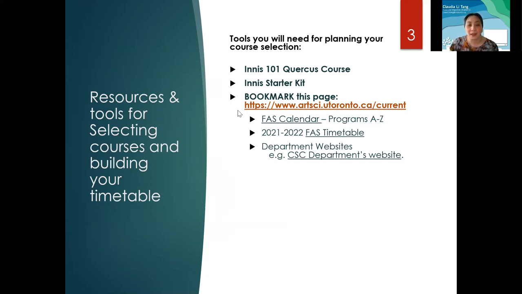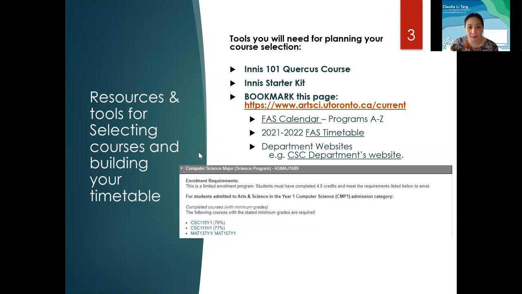The third thing that you will need, I would highly recommend that you bookmark this Arts and Science u.utoronto.ca current page. From here, you'll access the calendar and the timetable tool, as well as get information from many departments' websites in order to plan your course selection for July 22nd.